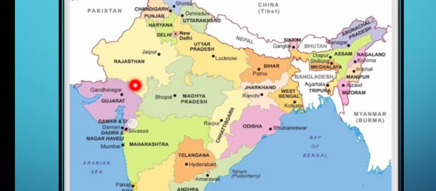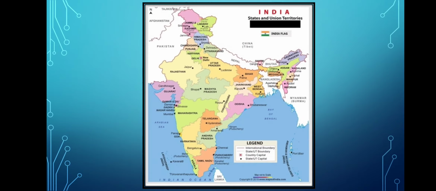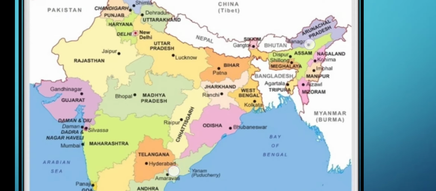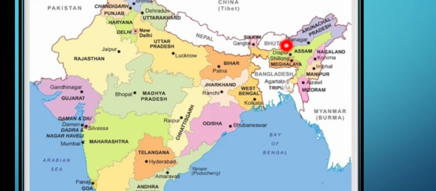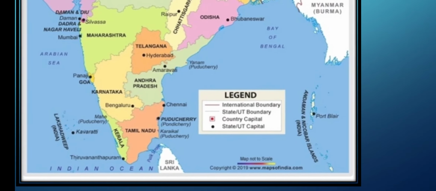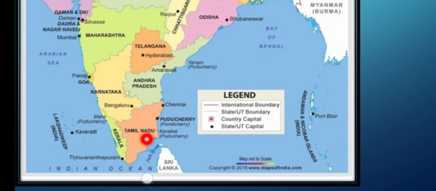Now in the western part you can see the westernmost state is Rajasthan. Here the easternmost state is Arunachal Pradesh. These types of questions can also come: which one is the westernmost? Which one is the easternmost? The southern states. What are the southern states? Tamil Nadu, its capital.